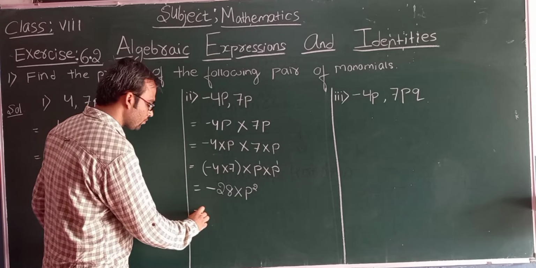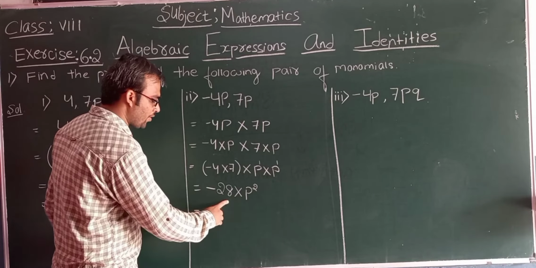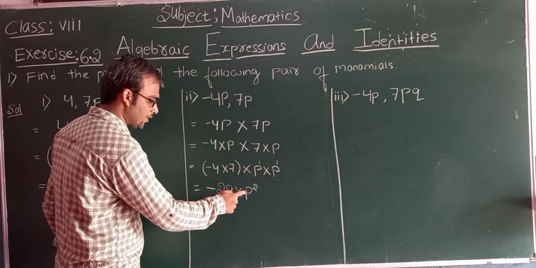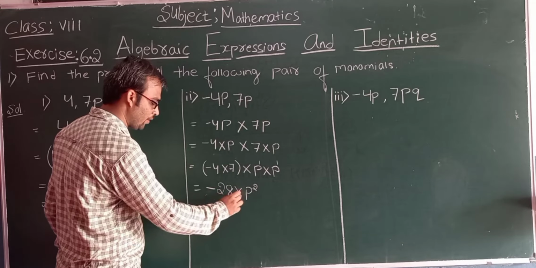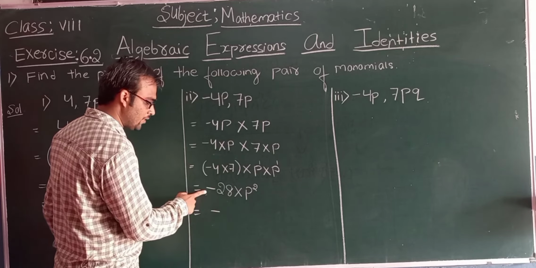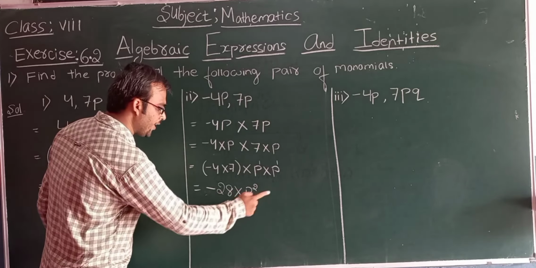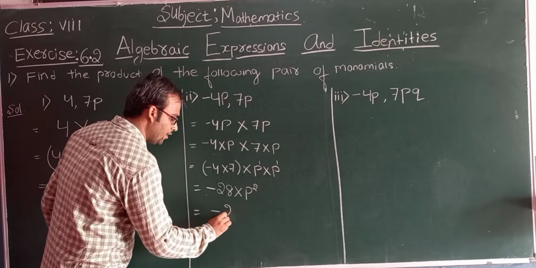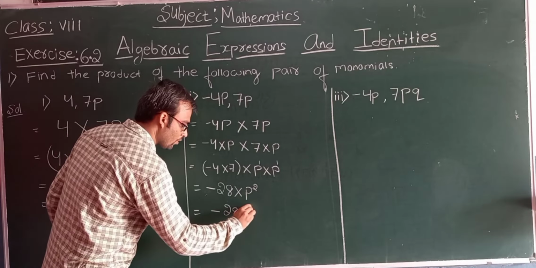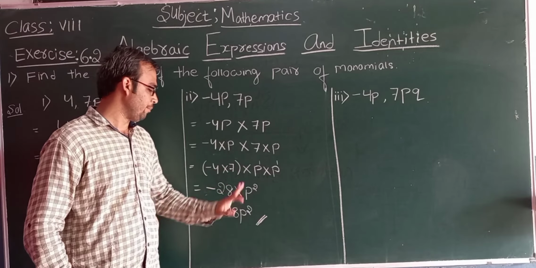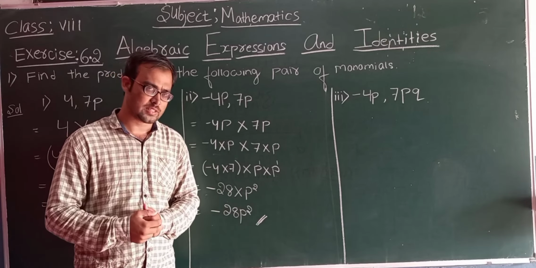Now this minus 28 into p. As you can see here, minus is there, here nothing is there means plus will be there. So minus into plus will be minus. Now 28 into p square is what? 28 p square. So minus 28 into p square is minus 28 p square. Okay, so this is the solution for the second problem.